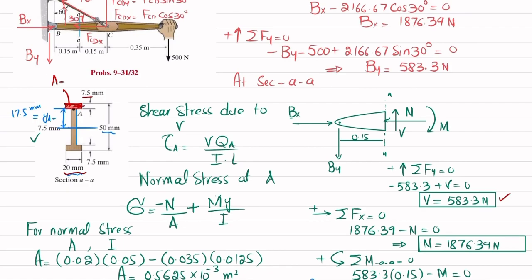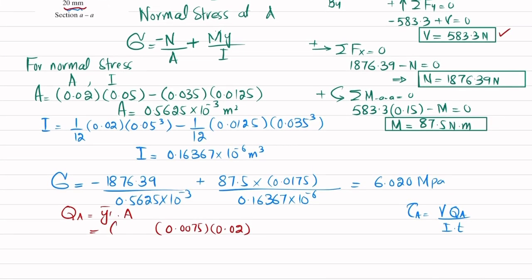And what will be the y? So y-bar is the distance from the neutral axis to the middle of this section, and that is 21.25 millimeter. Because this distance is 17.5, you can see, and 7.5 divided by 2 will be this distance. So when you add it, it will be 21.25. So I will write 21.25 as 0.02125. That will give you Q_A. When you solve this, you will get Q_A equal to 3.1875 × 10^-6.